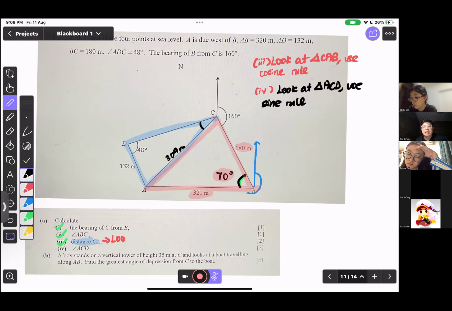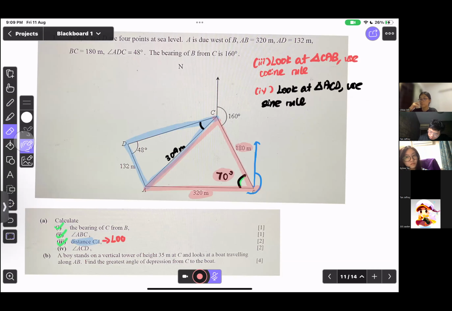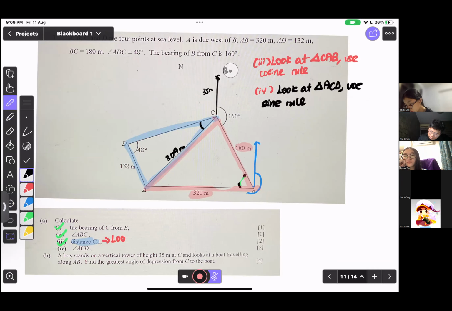Okay, so part B is the same question as the one you saw just now. So this question is very, very important. Greatest angle of elevation from C to the boat. So the guy is traveling, right? There's a boat here. At the point where there's the greatest angle of elevation, there's a tower here which is 35 meter. The boy is here, so he will look down at this point.